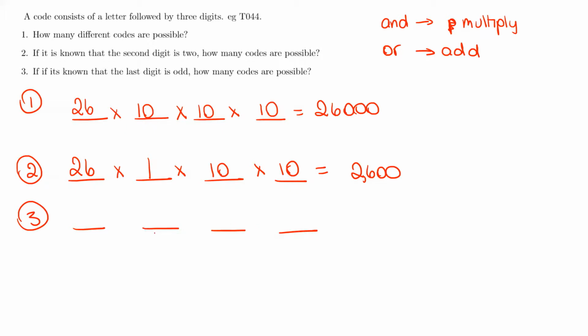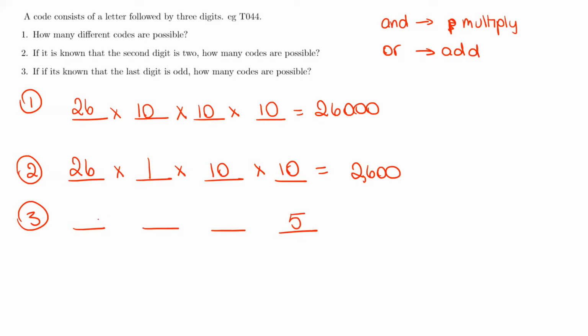Our next step then is if it is known that the last digit is odd, how many codes are possible? So again, we draw out each of our boxes and let's just jump to the last digit. So we know for a fact that this last digit is odd. So it can either be 1, 3, 5, 7, or 9. So we have 5 choices in this case for the last digit.